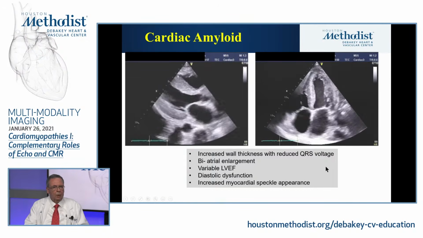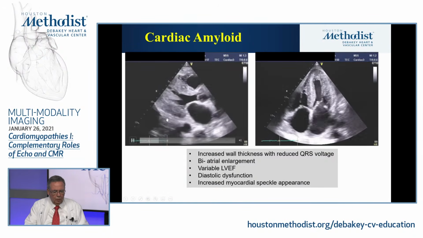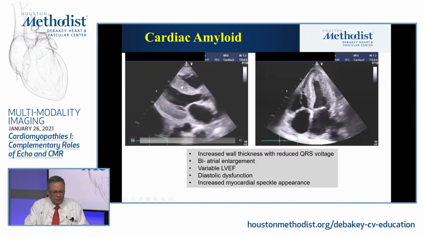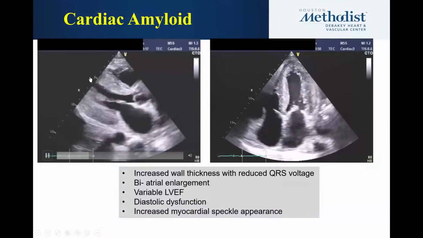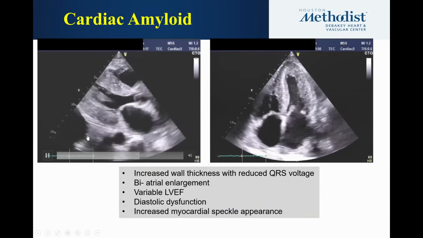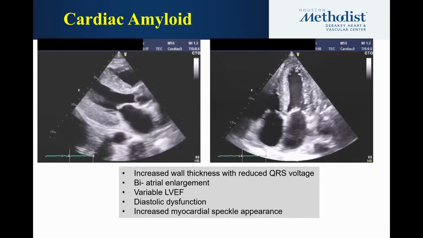So this is an amyloid case, pretty typical. Lots of increased wall thickness, and it even has this little bit of increased refractance of the myocardium, which is very non-specific. Don't ever put your eggs in that basket, because you could be wrong half of the time.